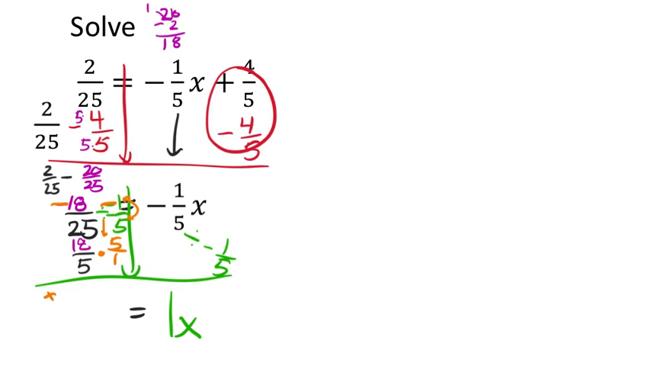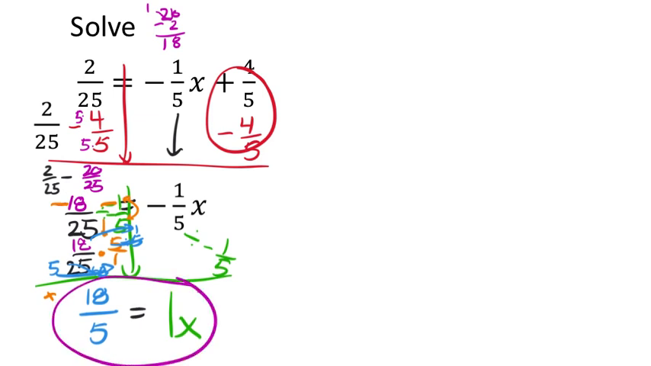And what do you know? 5 is 25. So the 5 and 25 are both divisible by 5. So we're going to need to do that. 5 divided by 5 is 1. 25 divided by 5 is 5. Okay, so in my numerator, I've got 18 times 1, which is 18. In the denominator, 5 times 1, which is 5. And I get positive 18/5.